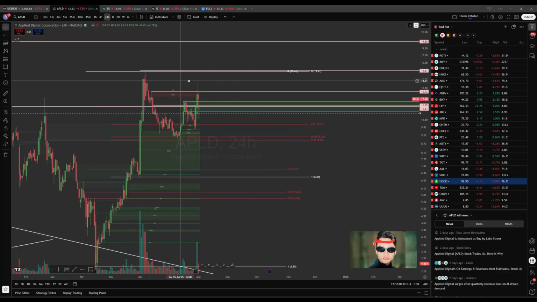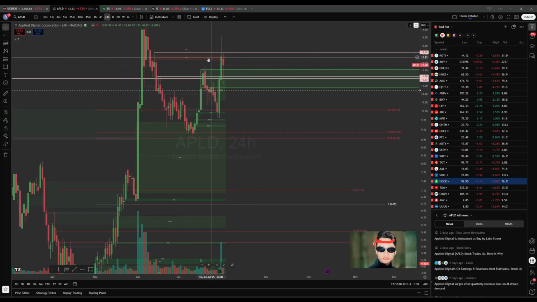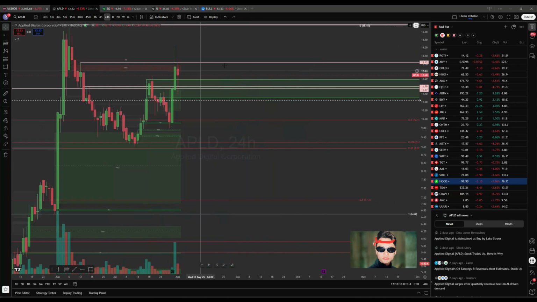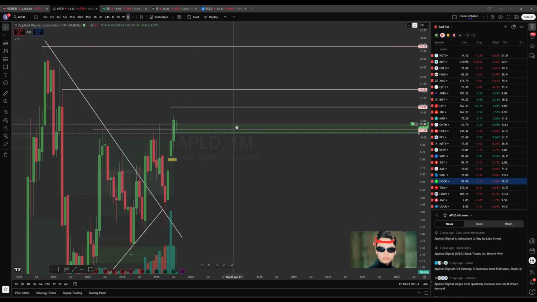Apple D, wick to that pink area, imbalance before it came lower. Also wicked into this imbalance that it formed into earnings before a $1 move higher, 8%. I still like it. I would long anything below 11. I still think that this overall is going to see higher prices, 19, 15, and 33.